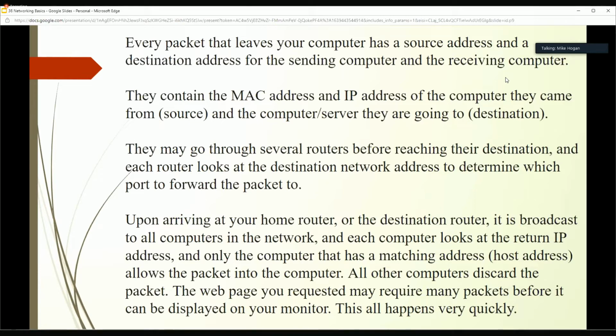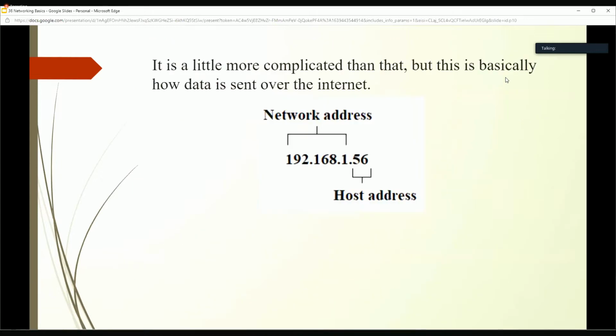All other computers discard the packet. The web page you requested may require many packets before it can be displayed on your monitor. So all of this is happening at a very, very fast pace. Like I said, there's a little bit more than that. It's more involved than just that, but in essence, that's kind of what's taking place.